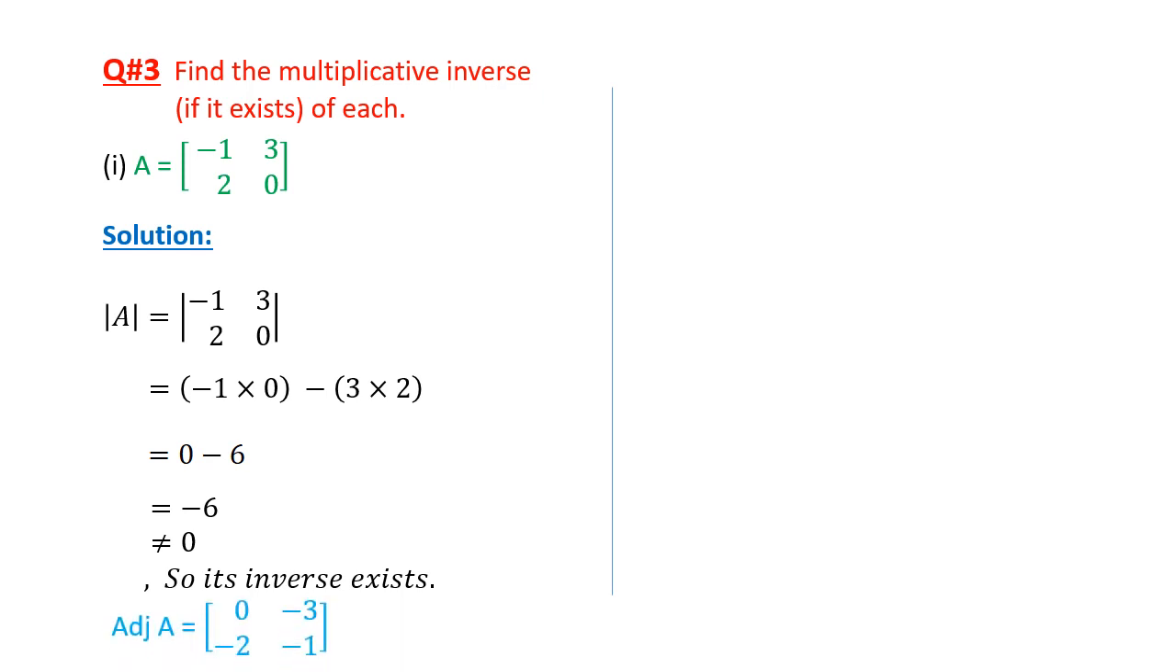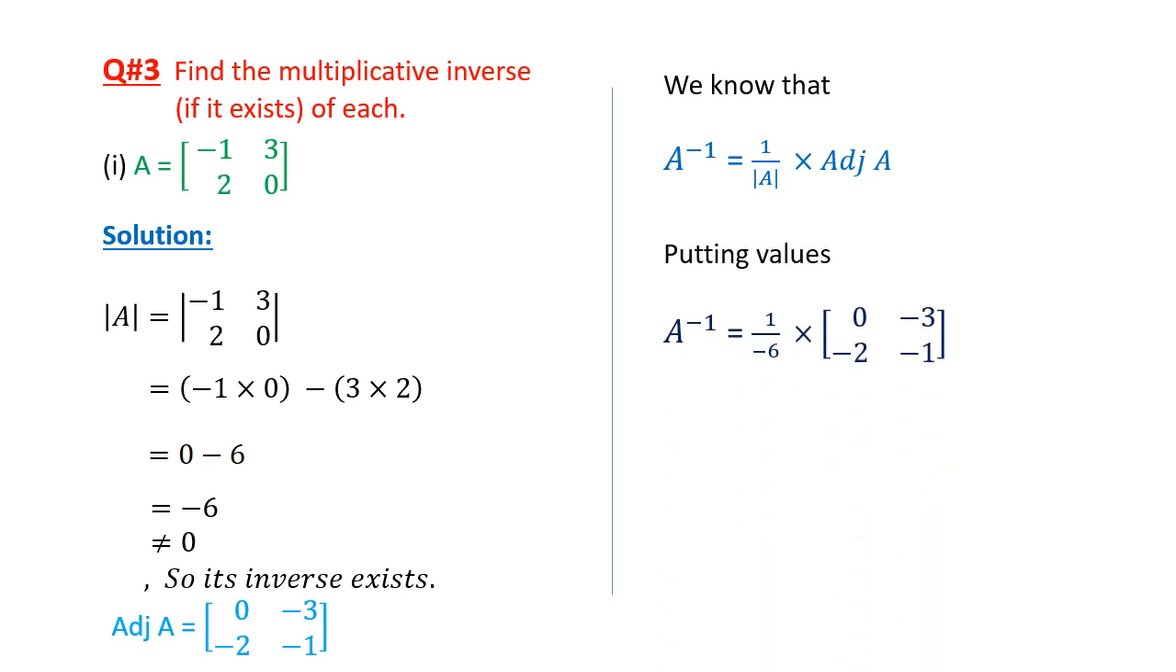Now we will find adjoint of A by changing the place of the diagonal entries and the sign of the other entries. We know that A inverse is equal to 1 over determinant of A multiplied by adjoint of A. Putting values, first we will multiply the minus sign with all the entries of the matrix and then divide each entry by 6, and we have the result.